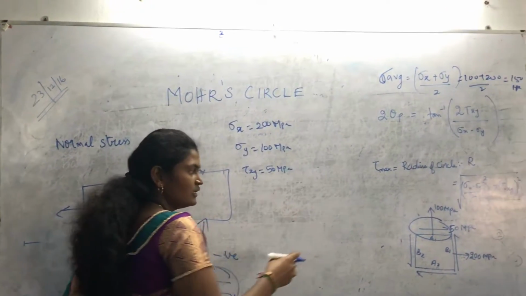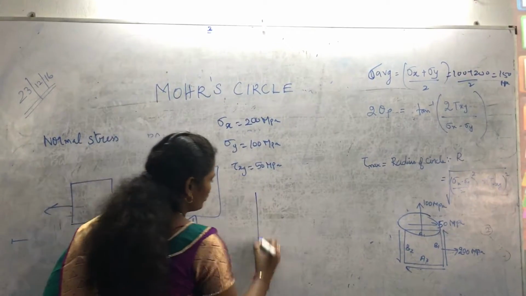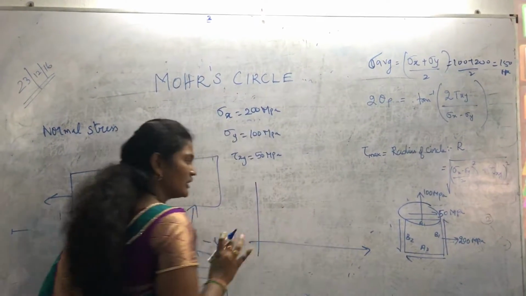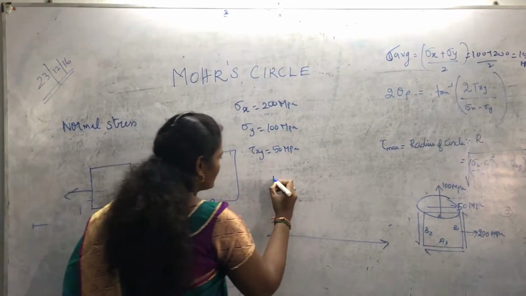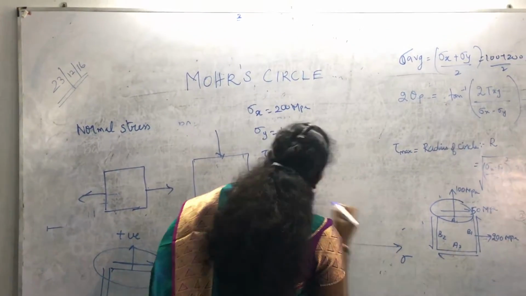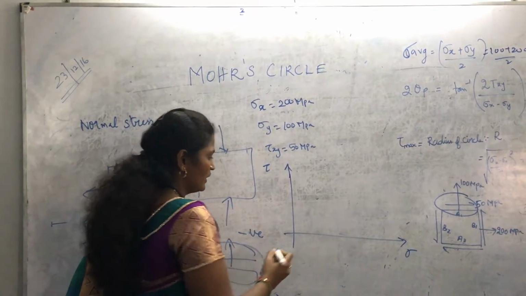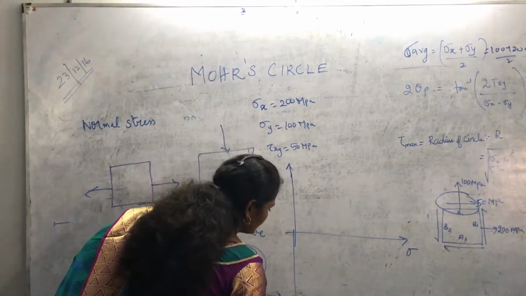To construct the Mohr circle, we need to know the horizontal axis. Whenever we draw a graph, we need to know what the horizontal axis is and what the vertical axis is. The horizontal axis is sigma and the vertical axis is tau. There is a positive tau and a negative tau.